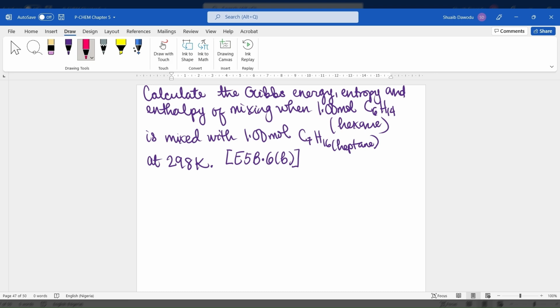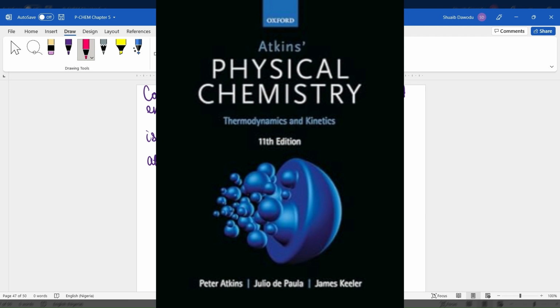Today we're going to be working on the question on the screen that says calculate the Gibbs energy, entropy and enthalpy of mixing when 1.00 mole of C6H14 is mixed with 1.00 mole of C7H16 at 298 Kelvin. This question is from the Atkins Physical Chemistry 11th edition textbook, chapter 5B, question 6B.